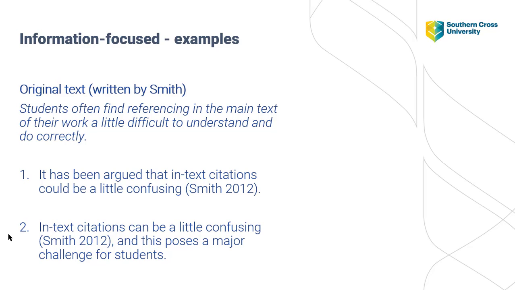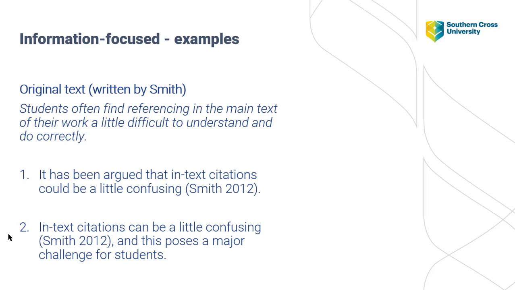Again, we have an original piece of text that we want to use, and we have the author. So the text states that students often find referencing in the main text of their work a little difficult to understand and do correctly. Okay? So, in the first example, you can see that the author appears right at the end of the sentence there. It has been argued that in-text citations could be a little bit confusing, or a little confusing.